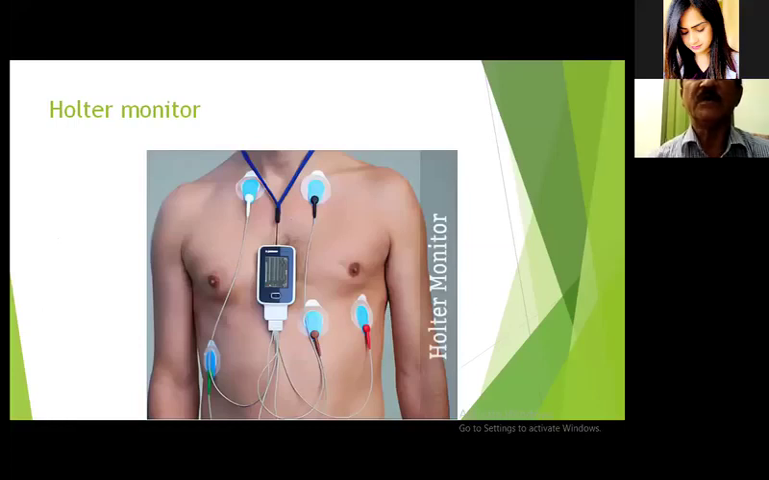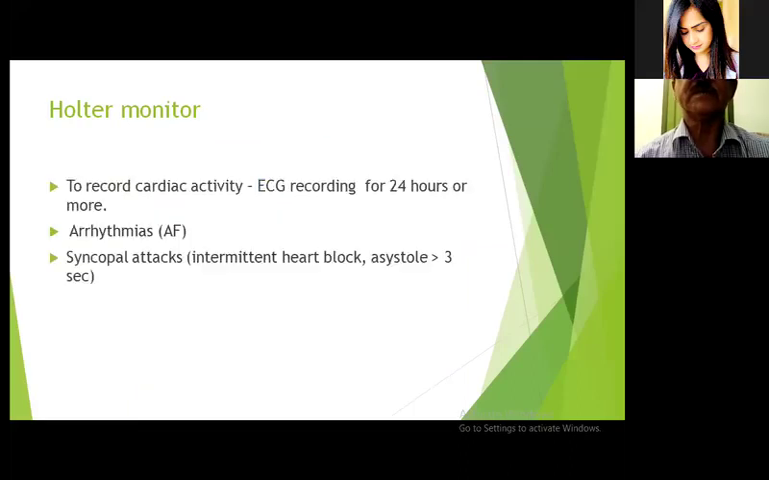This is a Holter monitor. This is to record a 24-hour or 48-hour ECG tape recording. In the center, the ECG tape recorder is applied, and there are electrodes attached to the chest. So the Holter monitor is used to record the cardiac activity, the ECG recording for 24 hours or 48 hours.